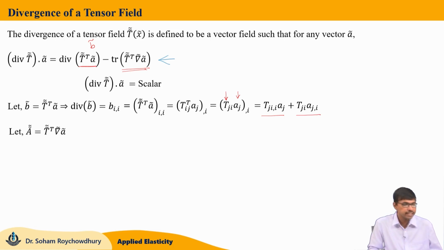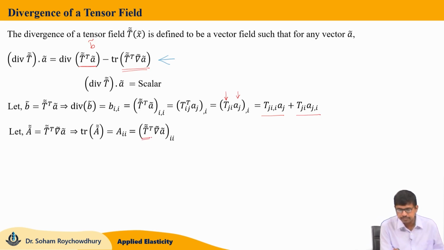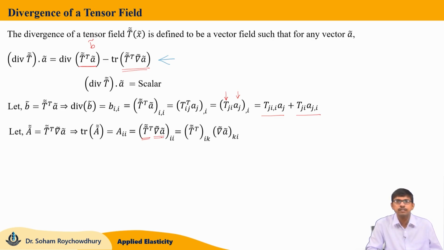Now, the trace of any tensor A is basically A_ii. So this equals T transpose dot gradient of A, trace of T transpose gradient of A_ii. Now, it is a product of two tensors, this is the first tensor, this is the second tensor. With the definition of the product of tensors, we can write T transpose_ik times gradient of A_ki, by using the definition of the product of two tensors.